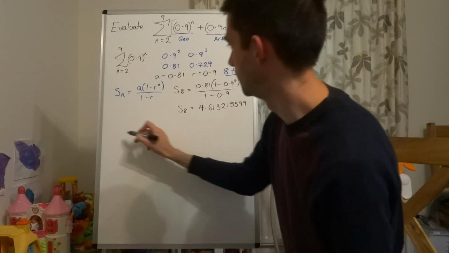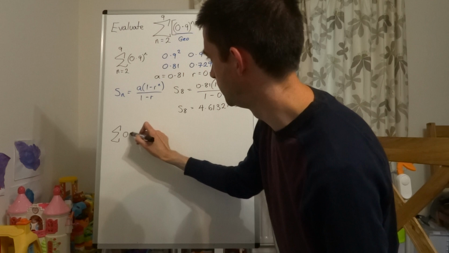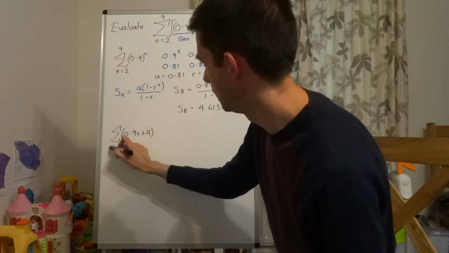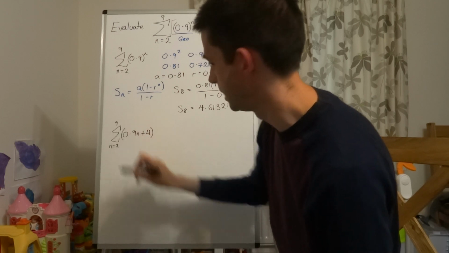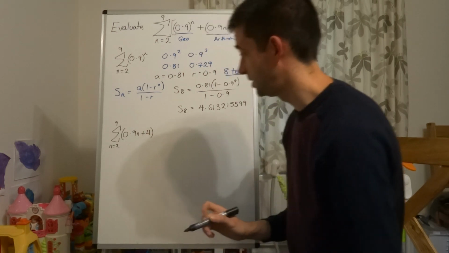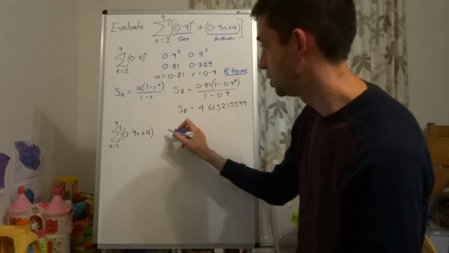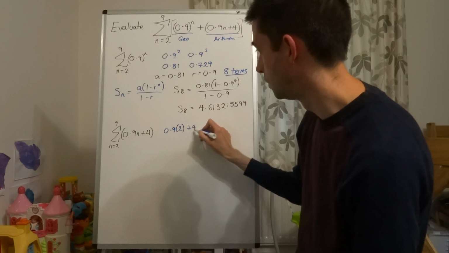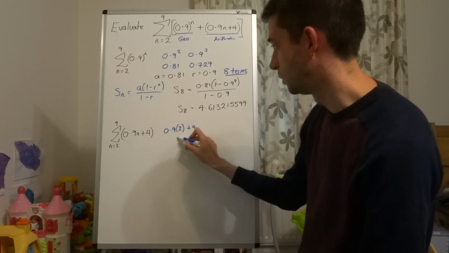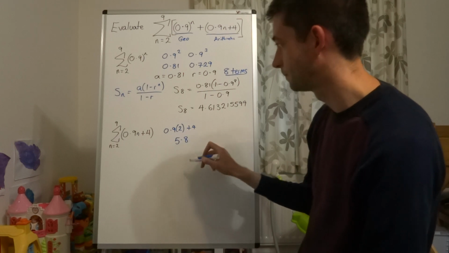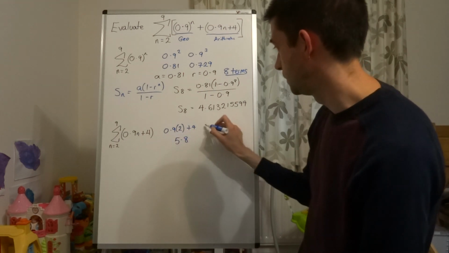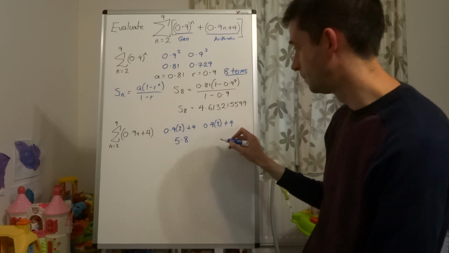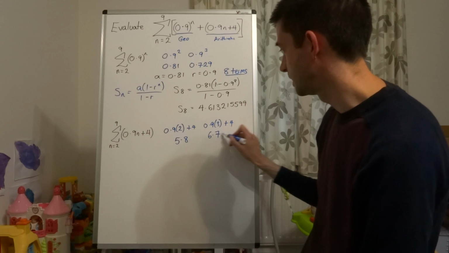The second bit that I'm going to look at is this sum of 0.9n plus 4, again from n equals 2 to 9. Now the first term of this sequence, when n equals 2, is actually going to be 0.9 times 2 plus 4, so 1.8 plus 4, which is 5.8. The next term in the sequence is going to be 0.9 times 3 plus 4, which is 6.7.